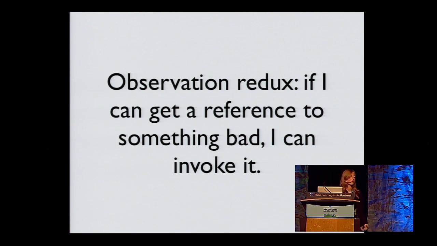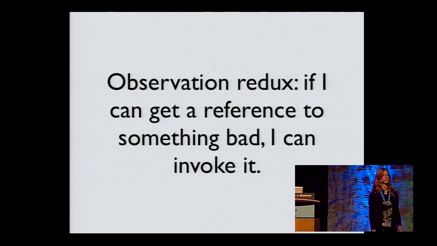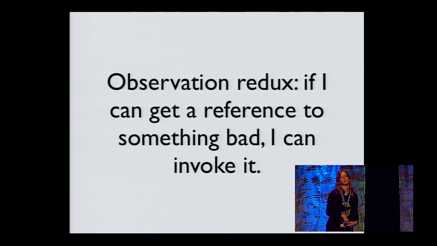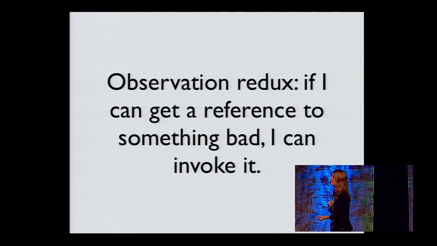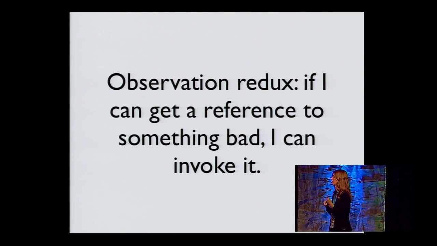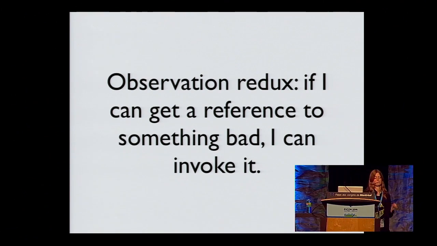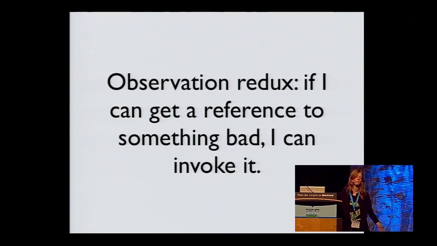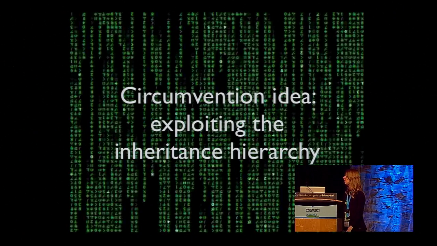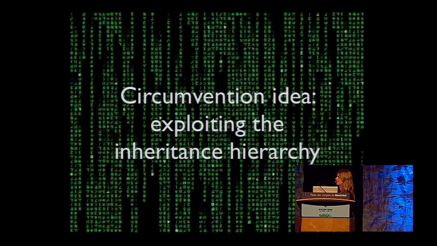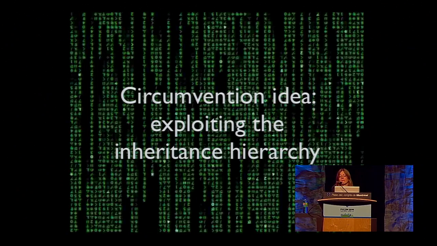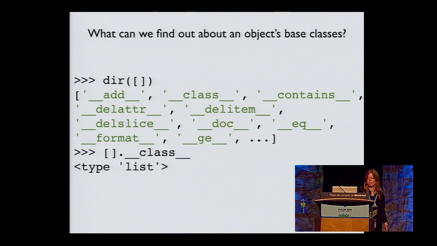OK, so what else can I do? The main lesson that we learned earlier is that if I can get a reference to something bad, I can invoke it. Can I get a reference to something bad anywhere else within Python? Like, where can I poke around to get a reference to something that I could use to write to the file system? OK, well, there's a bunch of funky stuff in the inheritance hierarchy. Why don't we just play around there? Let's just poke around and see what we can find.